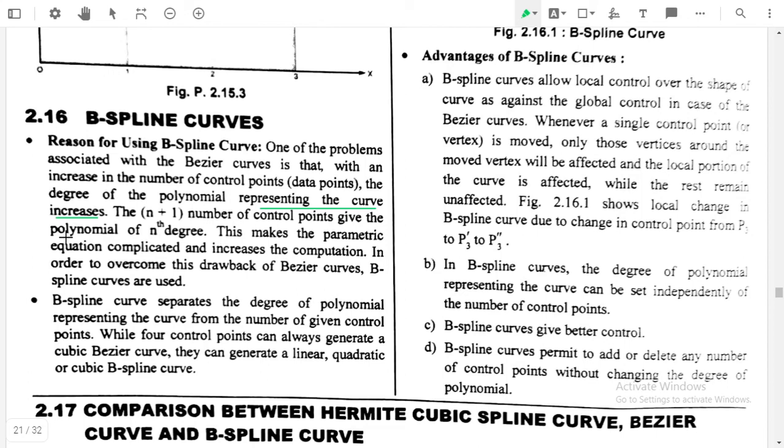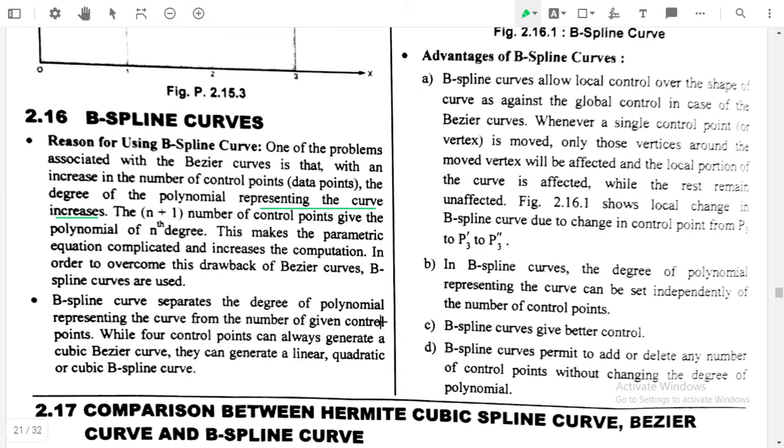If the degree of the polynomial increases, then the parametric equation becomes complicated and increases the computation. That's why the Bezier curve is not suitable for such applications. Another reason to use a B-spline curve is that it separates the degree of the polynomial representing the curve from the number of control points.